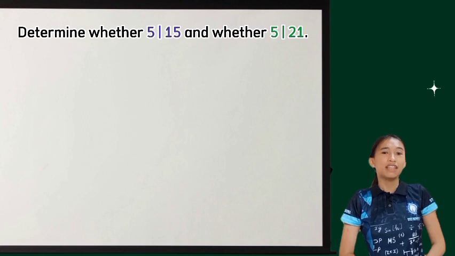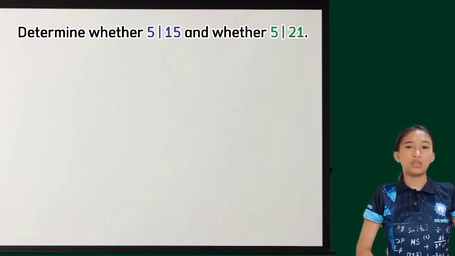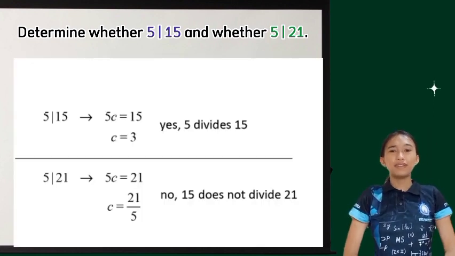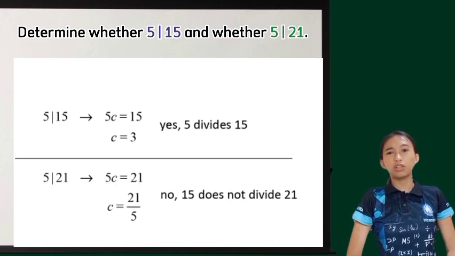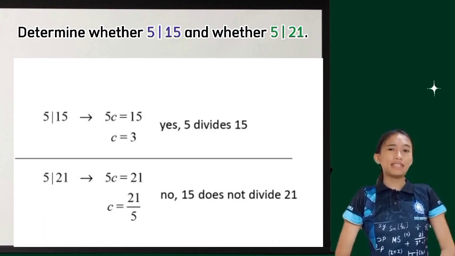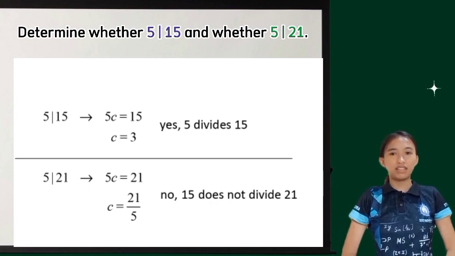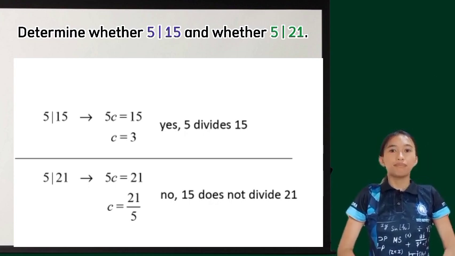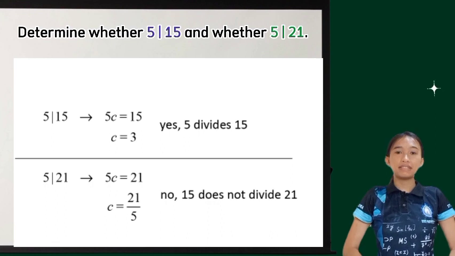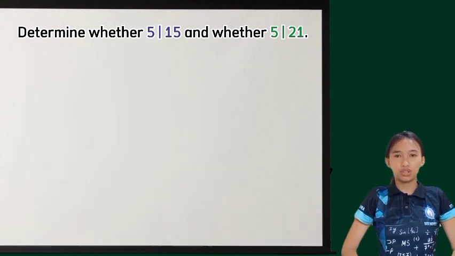For example, let's determine whether 5 divides 15 and whether 5 divides 21. As we can see, 5 divides 15 seeing as 15 is a multiple of 5, but 5 does not divide 21 evenly as 21 divided by 5 is not a positive integer. So as I have discussed earlier, c must be a positive integer.